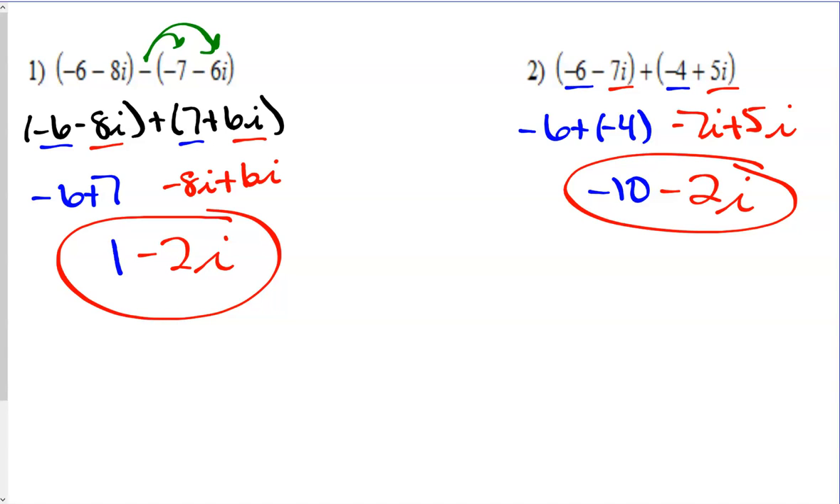Number 2 was just an addition problem. I didn't have to distribute anything, so I went ahead and combined my real numbers together and my imaginary numbers together, simplified, and got negative 10 minus 2i.